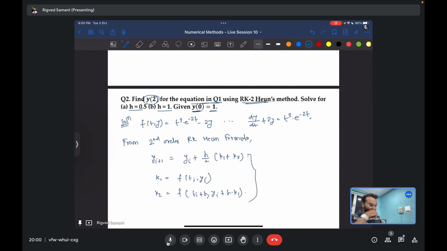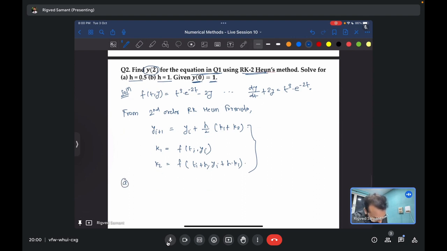Okay, so these three formulas go in tandem with each other. Now as you put the value of i is equal to 0, 1, 2, you will get the values. Till what value you have to go will be decided from the value of h and your final value. So for h is equal to 0.5, what is t0? 0. y0? 1. Right? Tn is equal to 2 and yn is equal to what?